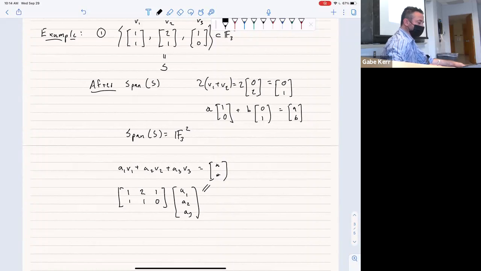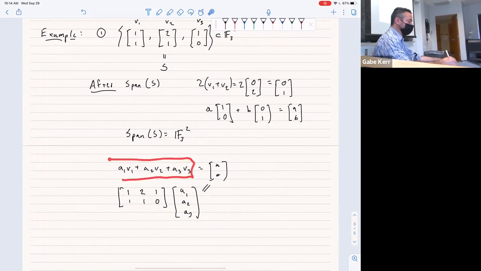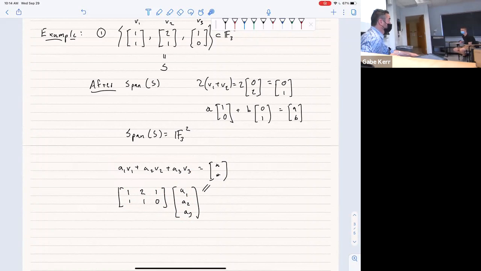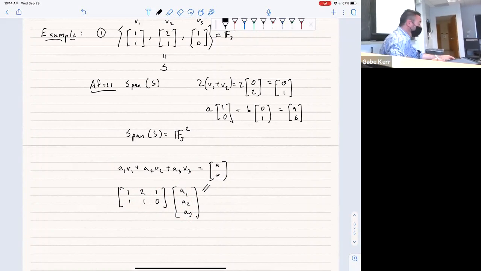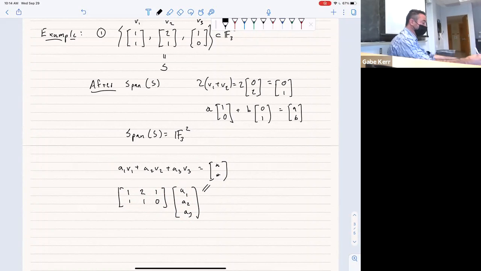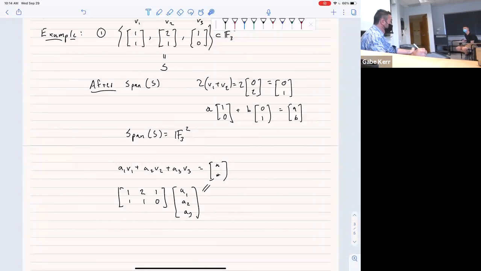And if you don't believe me, this is what you do when you do matrix multiplication: you multiply this by this, multiply this by this, and you multiply that by that, and you add everything up. So that's precisely this linear combination. So now the question is, I want to show that they're linearly independent. To show that means that this will never equal 0 unless A1, A2, A3 are all simultaneously 0.